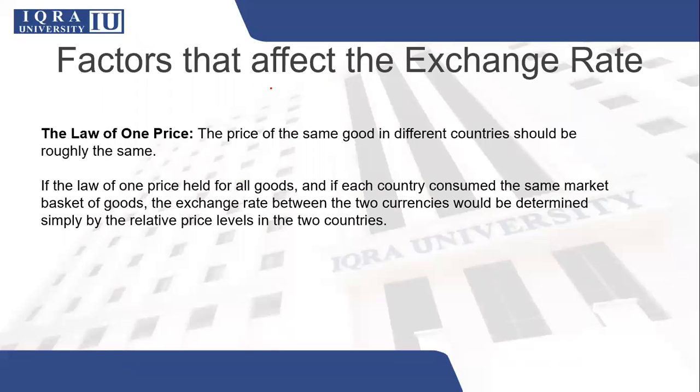Now, there are factors that actually affect this demand and supply. First, you need to understand the law of one price for this. Basically, the law of one price states that the price of the same good in different countries should be roughly the same. And if this law does hold for all goods, then each country consumes the same market basket of goods. The exchange rate between the two currencies would be determined simply by relative price levels in the two countries.